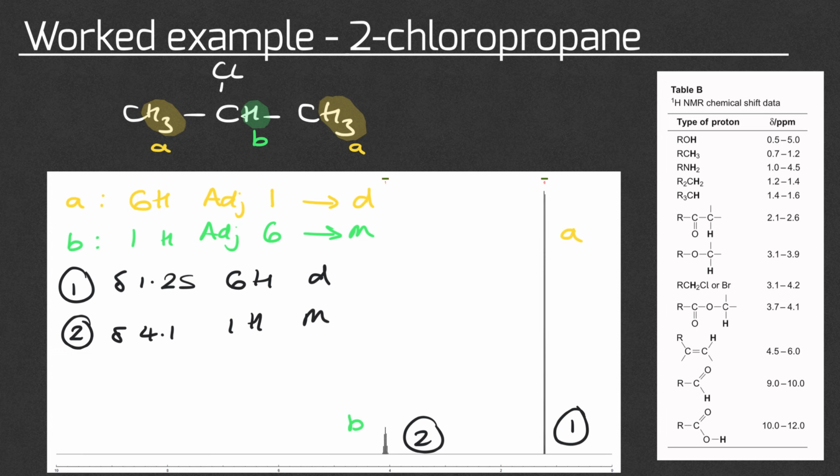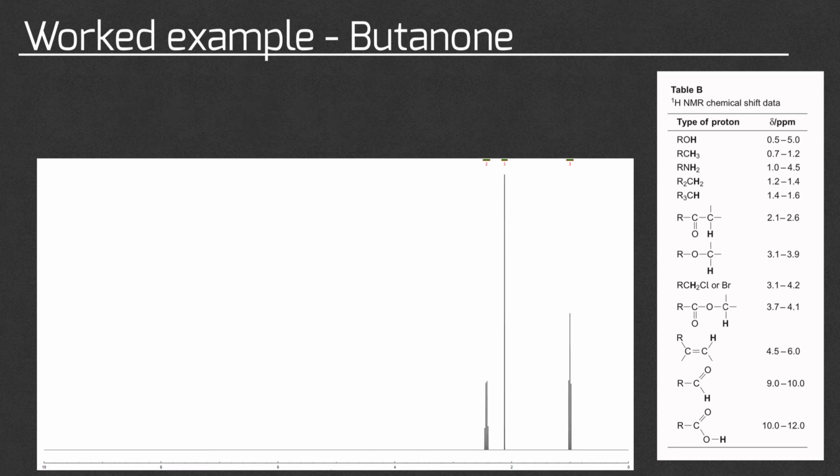Remember, as we looked at with the carbon NMR examples, you might be given 2 molecules and asked to determine which spectra belongs to each molecule, so you'd have to go into the further information provided by each peak to establish which molecule belongs to which spectra. We'll now look at butanone.